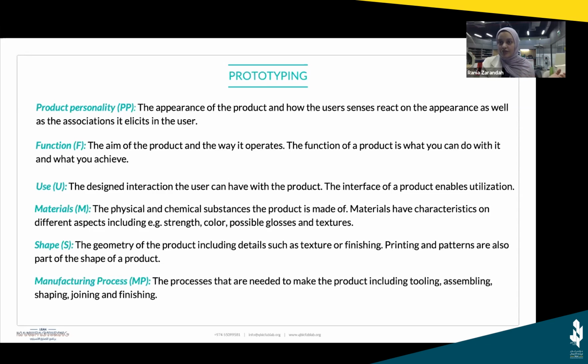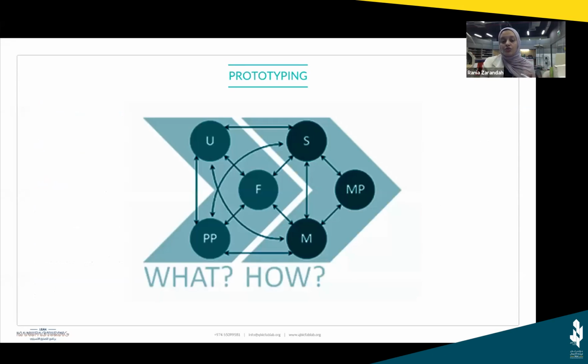Then the manufacturing process. So for example, here in Cubic Fab Lab, we have different prototyping technologies, okay? So whenever you want to, let's say, prototype a trophy, it's completely different from when you want to prototype an electronics PCB board. So when you ask yourself what are the things I want to consider, you talk about the product personality, the function, and the use. When you ask yourself how I'm going to do it, you consider the material, the shape, and the manufacturing process.